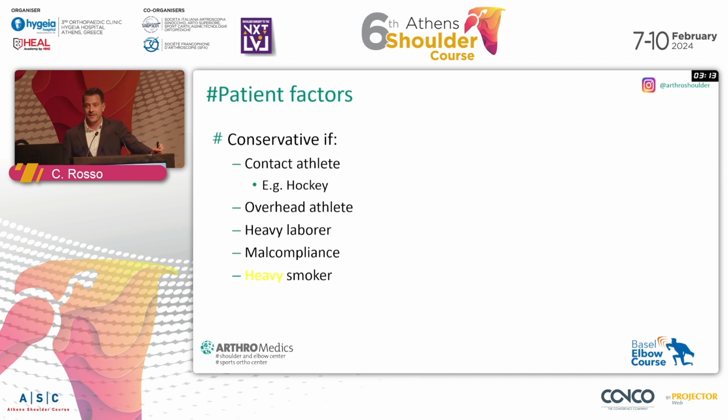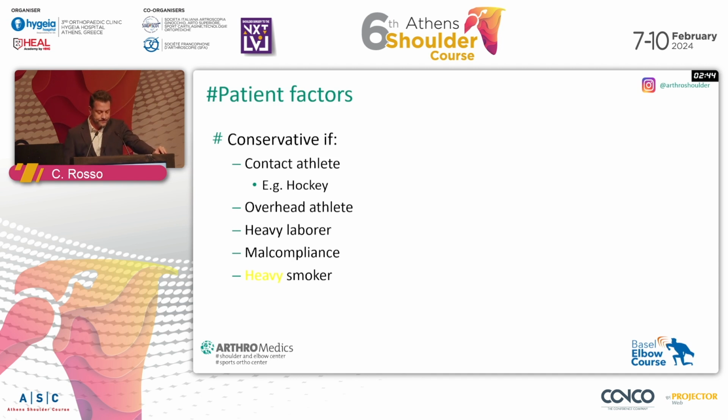In a contact athlete, especially hockey players, we know that NHL players need to sign that they won't ever have their AC joint separation operated on, because we know that they always have an impact and they might break off everything. So in hockey players, conservative treatment. Overhead athletes, we don't know yet. In my practice, it's most of the time also conservative if they have a good scapular function.